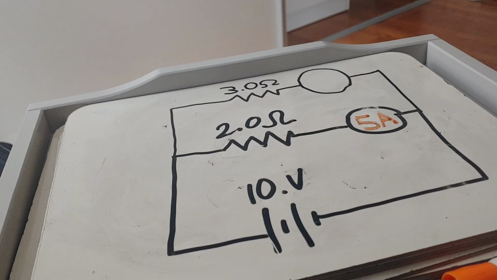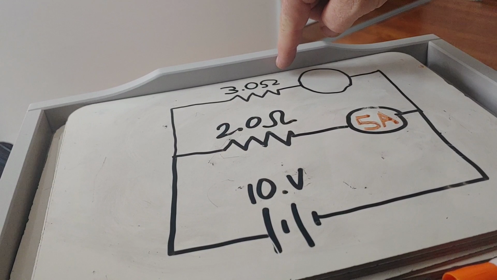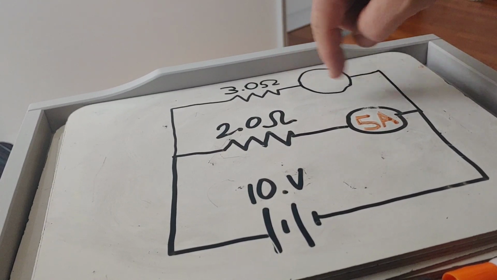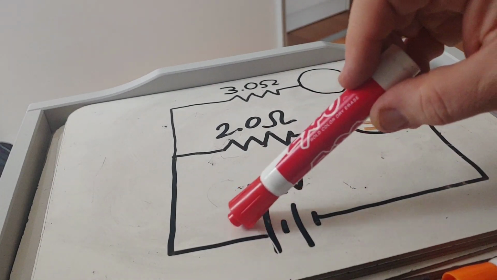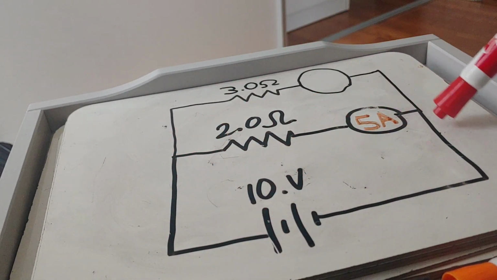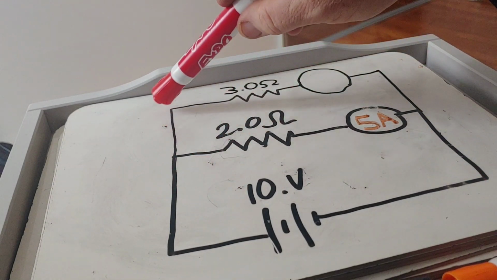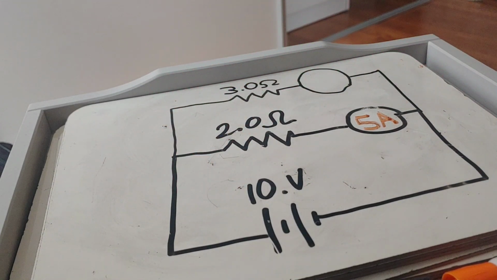Whoa, how'd that happen? So now we have 3 ohms and an ammeter arranged in the circuit as well. And you'll notice current can go from the 10 volt battery through the 2 ohm path, and it can also go through the 3 ohm path. Interesting. We've got 2 different paths that the current can take.